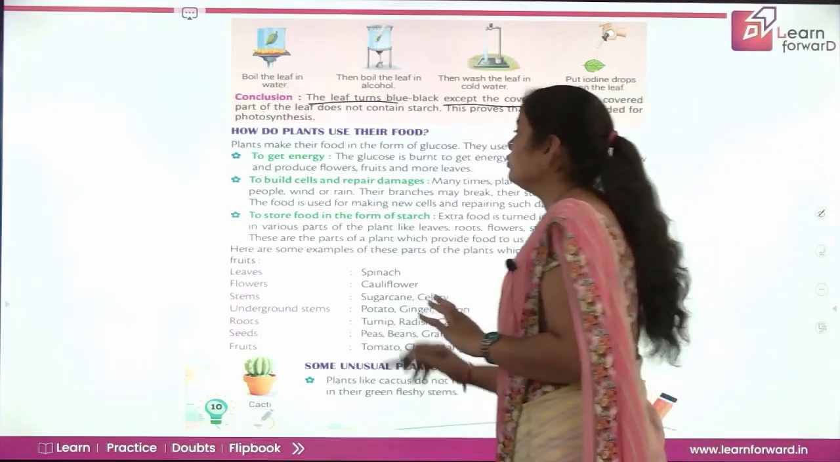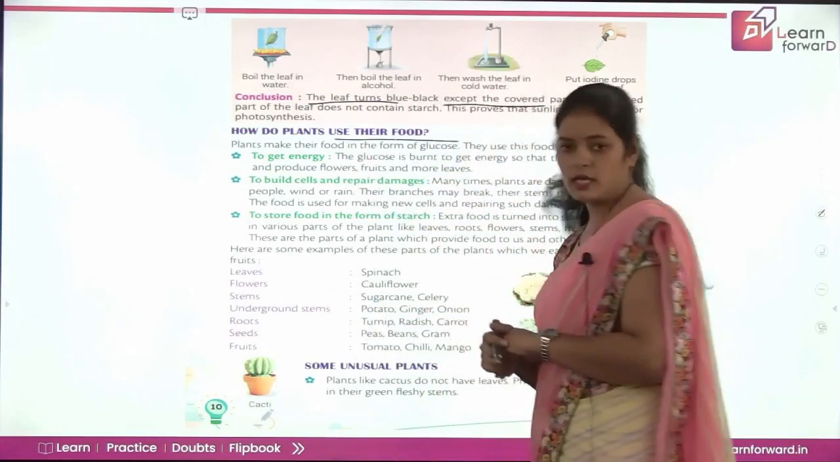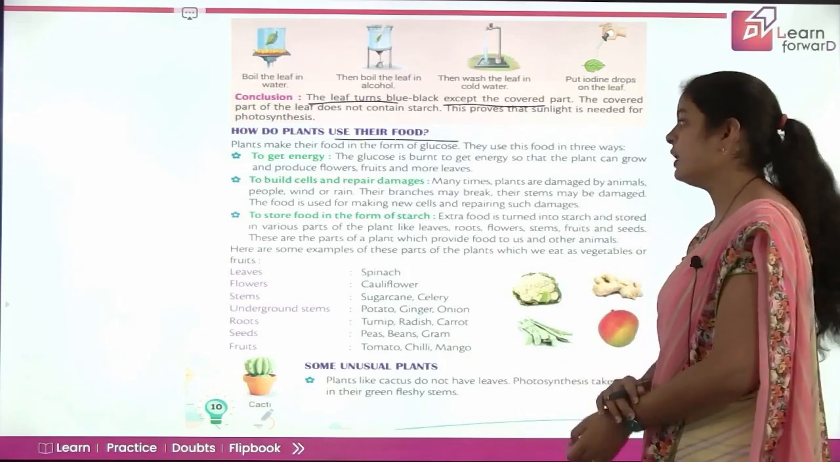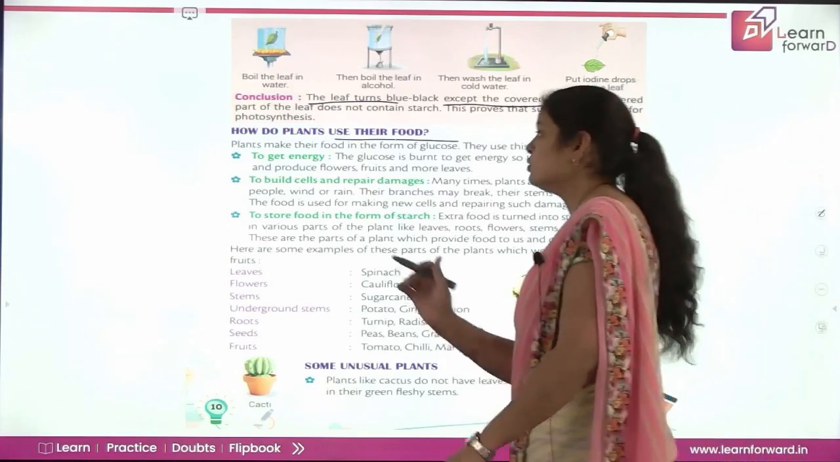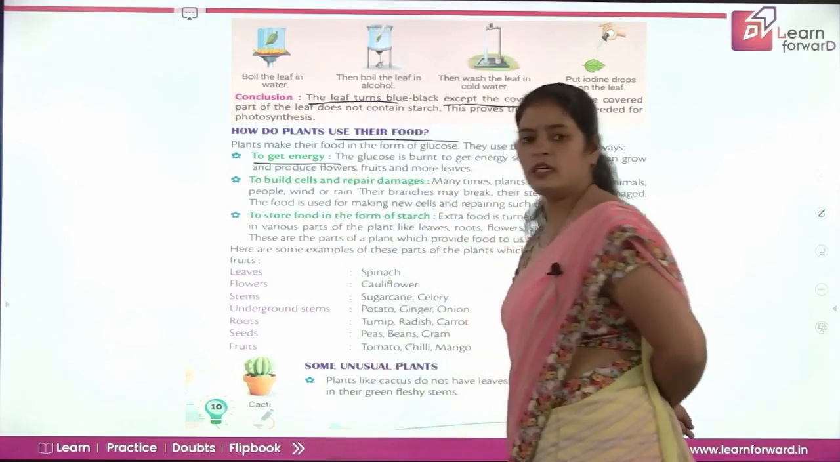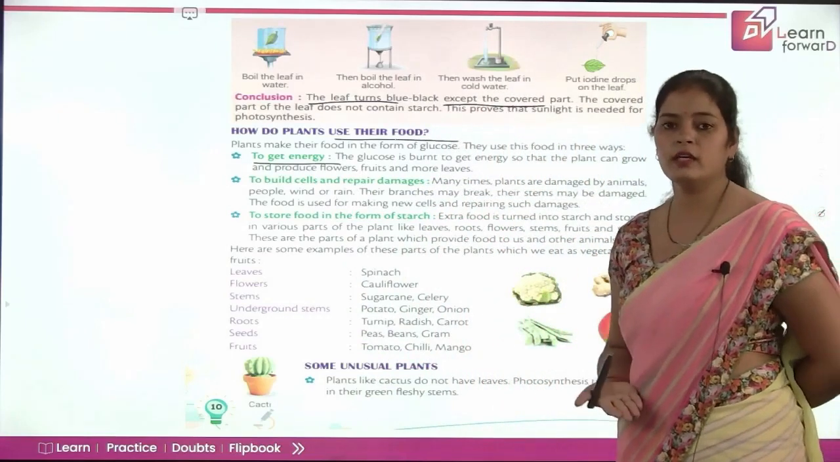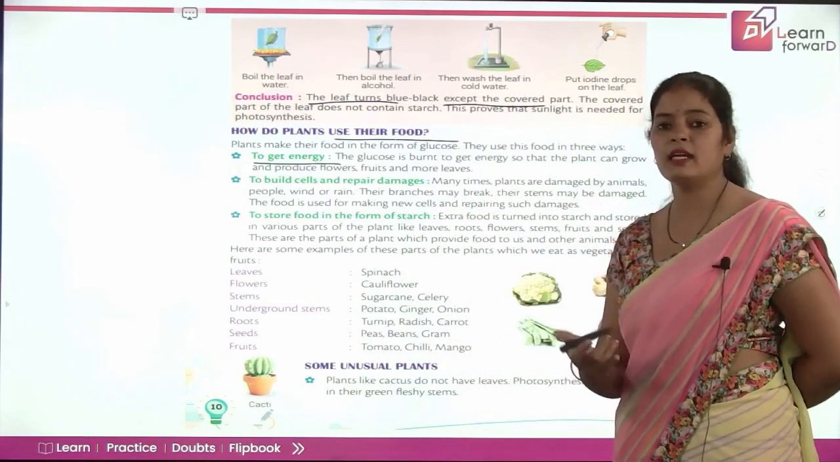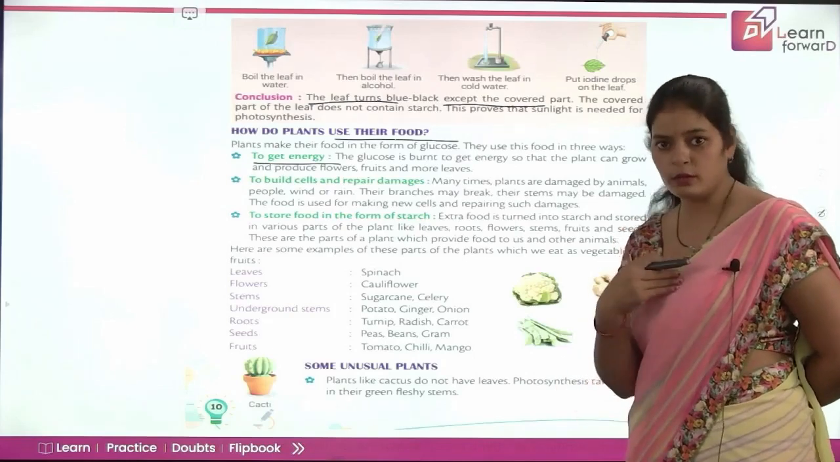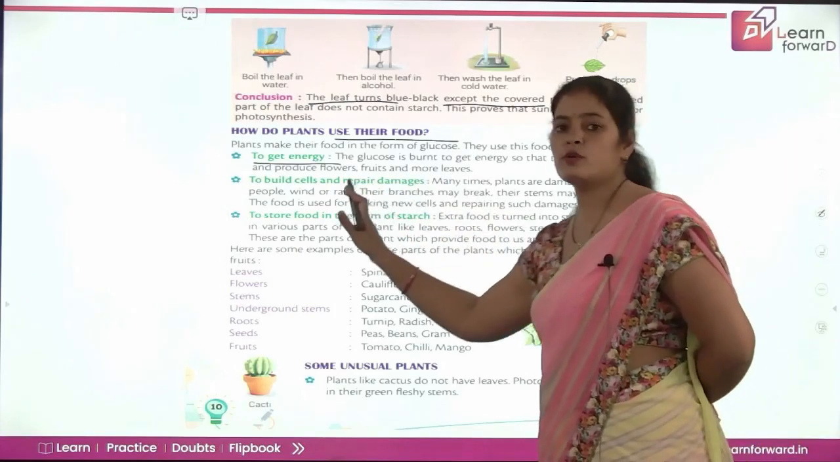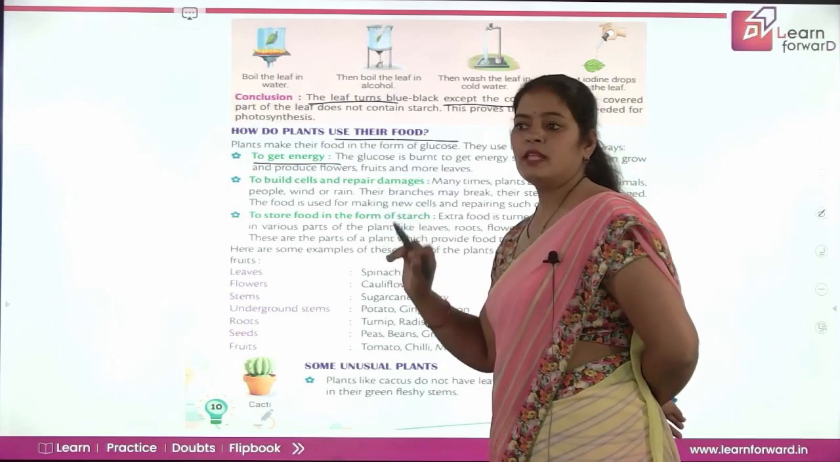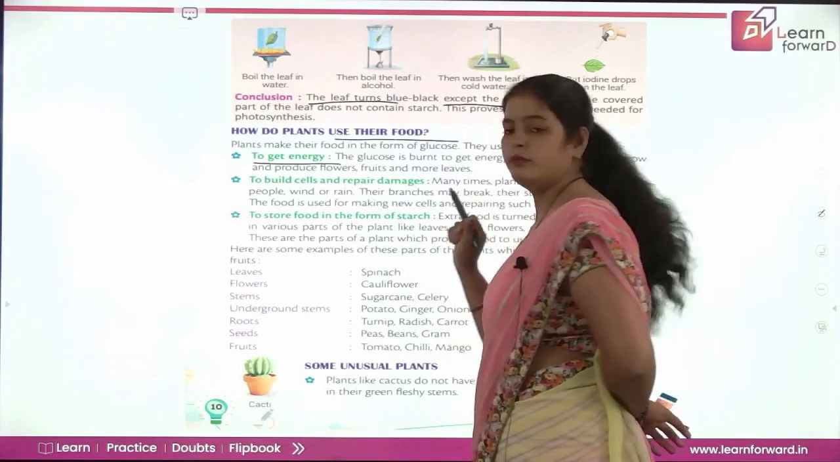So now how do plants use their food? Because they are preparing this food, how do they utilize it? First thing, to get energy. We already know that food acts as fuel to our body as well. So plants also get energy from that plant food, okay.